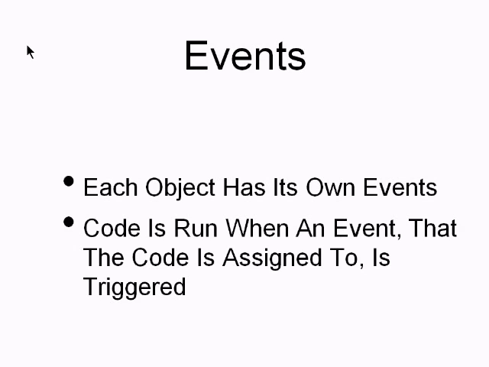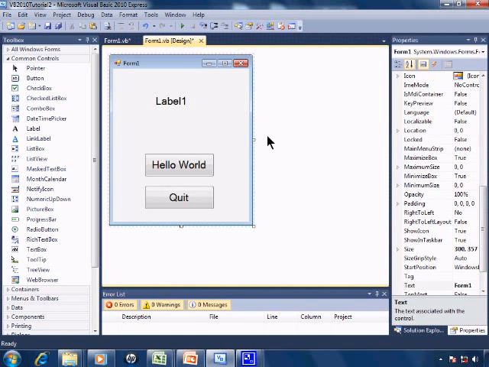Each object has its own events. The code is run when an event that the code is assigned to is triggered. This is a program that was used within Tutorial 1, and we'll just modify it to work with some more events. We have a couple events that we already used.